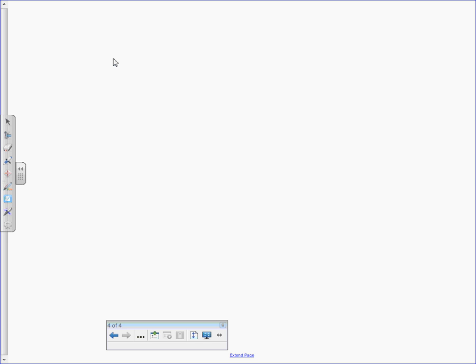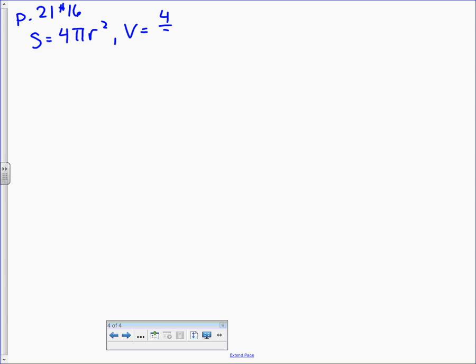Okay, so 16 says, snowball melts and surface area and volume decreases. The surface area in square centimeters is modeled by the equation. So S is equal to 4 pi r squared, this is page 21, number 16. We also know that volume is equal to 4/3 pi r cubed. It says find the average rate of change of the surface area and volume as the radius decreases from 25 to 20 centimeters.